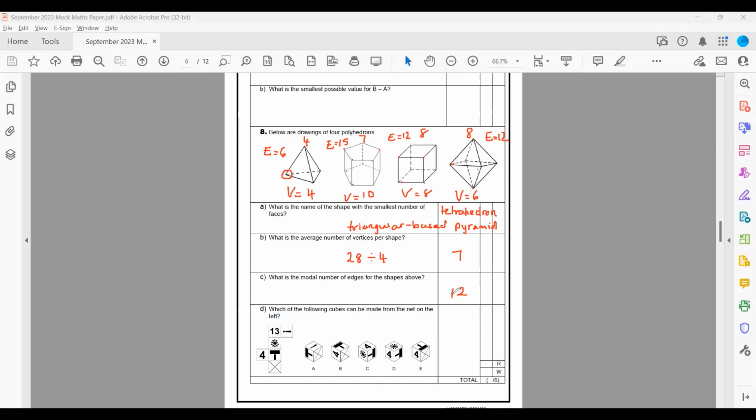So here we have a cube net, and we're looking to see which of the cubes on the right can be made from the cube net on the left.